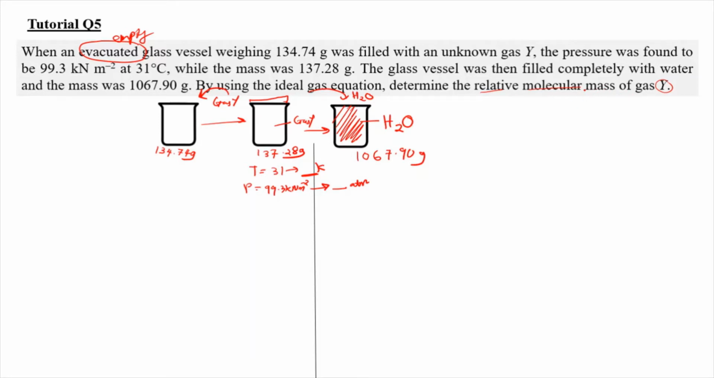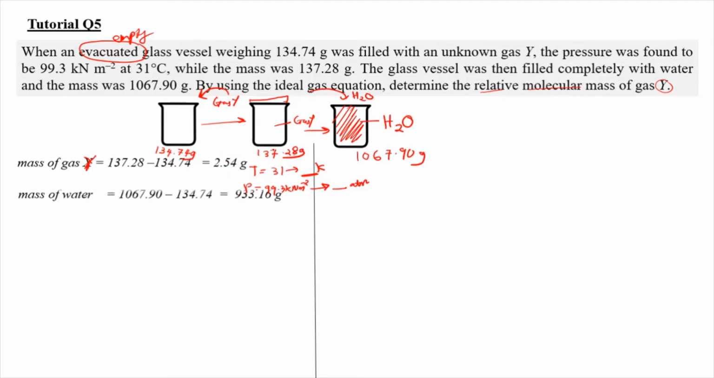So we can start with figuring out the mass of gas Y first. The mass of gas Y can be obtained when we deduct 137.28 minus the empty glass vessel, which is 134.74. So once we do the maths, we're going to get 2.54 gram. So the mass of gas Y is going to be 2.54 gram.